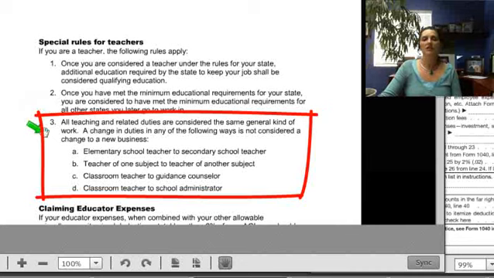A change in duties in any one of the following ways is not considered to be a change to a new business: elementary school teacher to secondary school teacher, teacher of one subject to teacher of another, classroom teacher to guidance counselor, and classroom teacher to school administrator. None of those are considered to be a change of career.